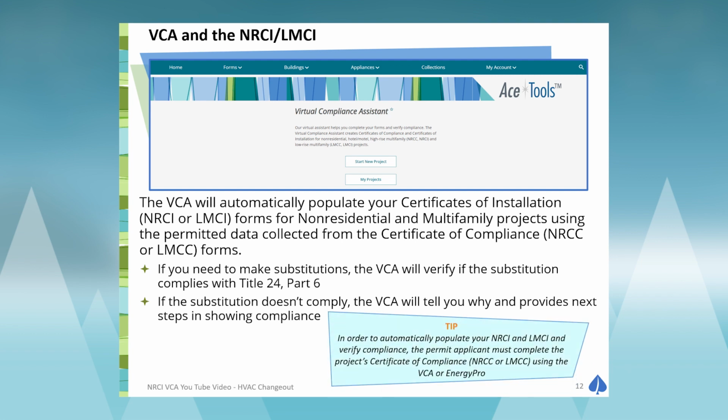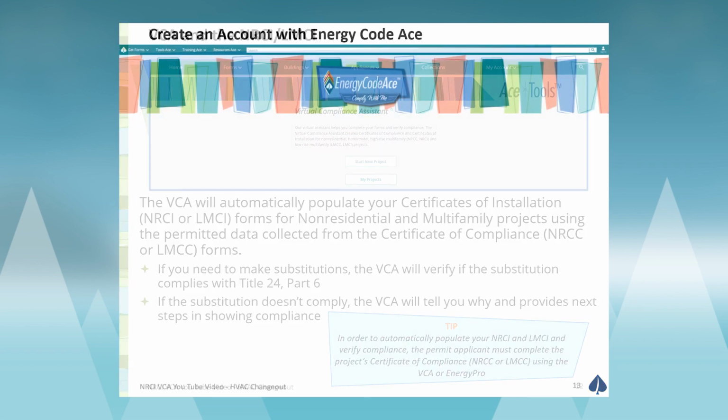Now, a tip, we need to have a particular compliance ID number. And the compliance ID number is populated when you use the Virtual Compliance Assistant for those certificate of compliance forms, those NRCC forms, or if you use a third-party software choice called Energy Pro. Either of these methods, whether you use the prescriptive or performance method in Energy Pro, will provide that compliance ID and pre-populate the certificate of installation form within the Virtual Compliance Assistant tool on Energy Code ACE.